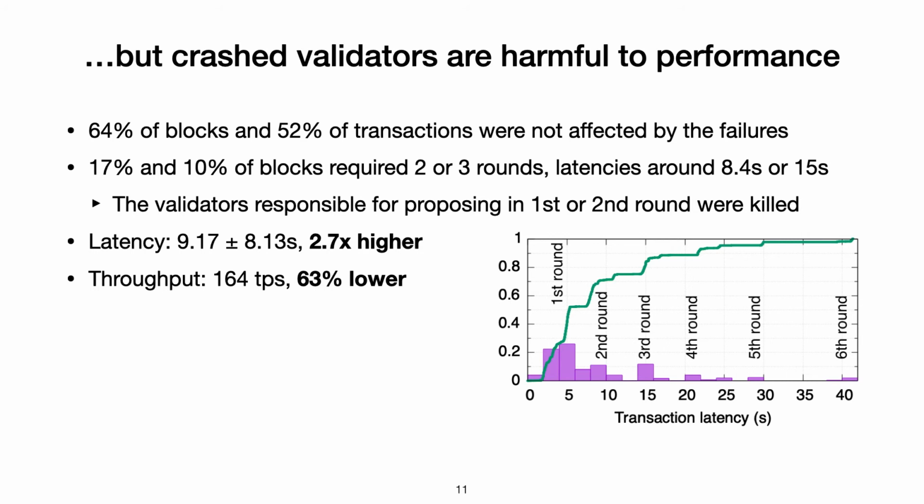Since we killed 1/3 of the validators, it might happen that the validator assigned to the second, third, fourth round is also crashed, and additional rounds are needed. As observed in the graph, one unlucky block requires 6 rounds to be committed because the validators assigned to the first 5 rounds were all crashed. As a result, the average latency was 2.7 times higher than in the 43 case, with a large standard deviation of more than 8 seconds, and throughput in the experiment dropped by more than 60% when compared with the failure-free experiment.